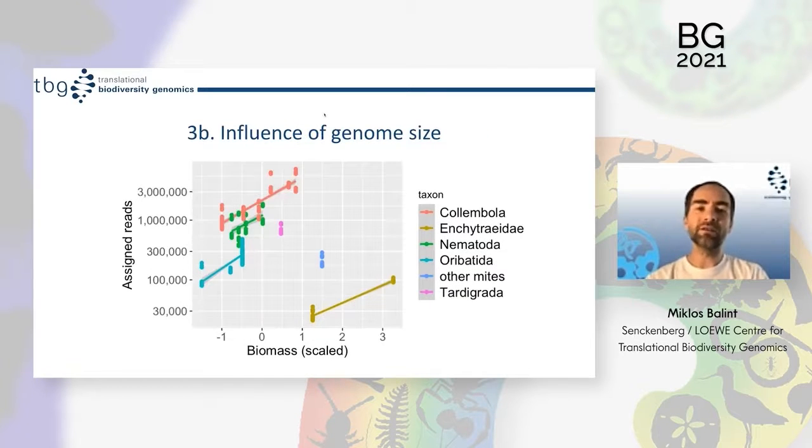Then we looked into the influence of the genome size. The expectation here is that organisms with large genome sizes will attract more reads from the metagenomic bulk extracts, and this is exactly what we are getting. So genome size is something that needs to be considered in metagenomic read assignments.